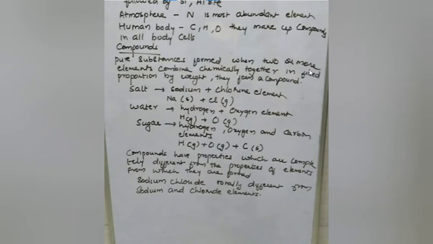In the same way, elements are also pure substances. An element is formed by only one substance, whereas a compound is formed by the combination of one or more elements combined together. They are not combined as such, they are combined in a fixed proportion by weight. For example, salt. Salt is a combination of sodium and chlorine elements.